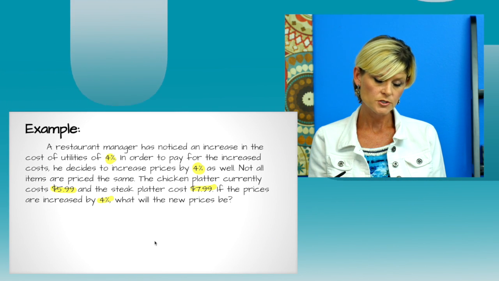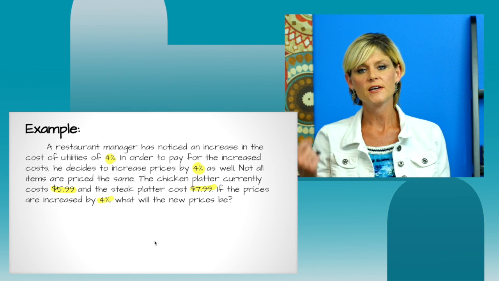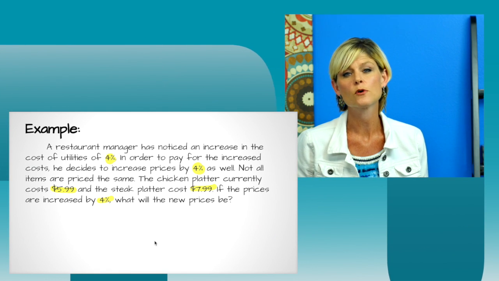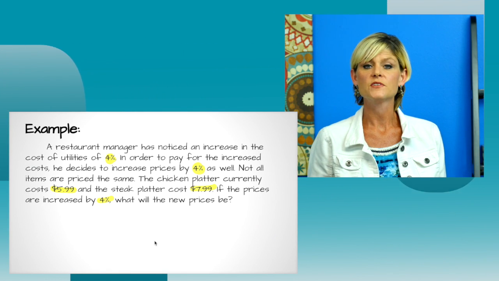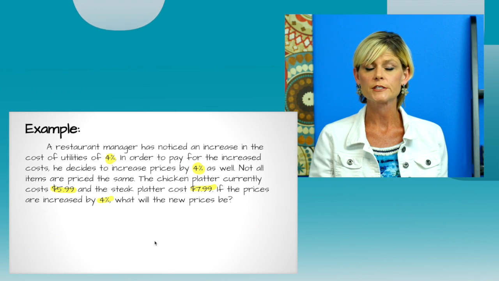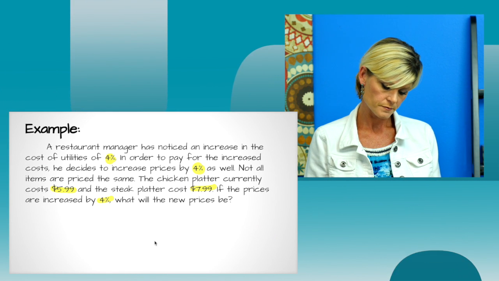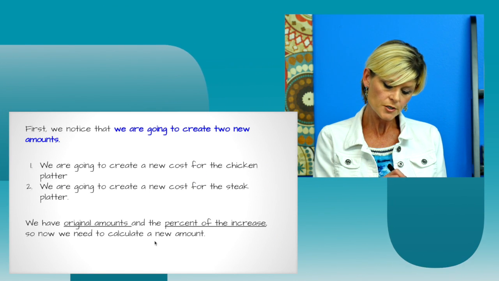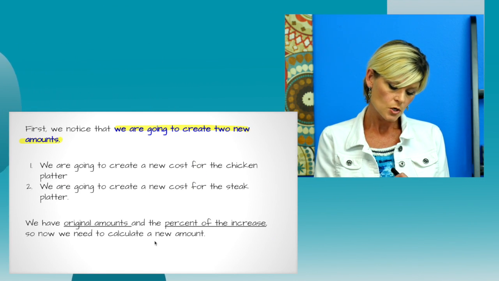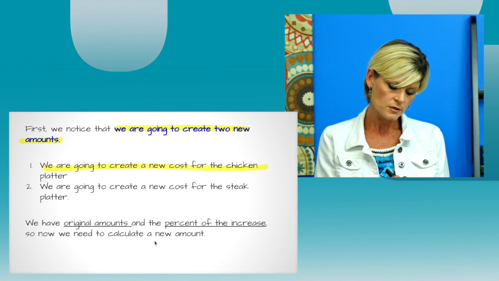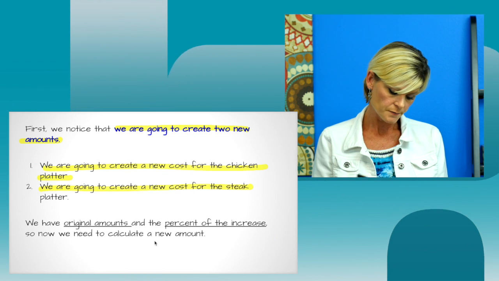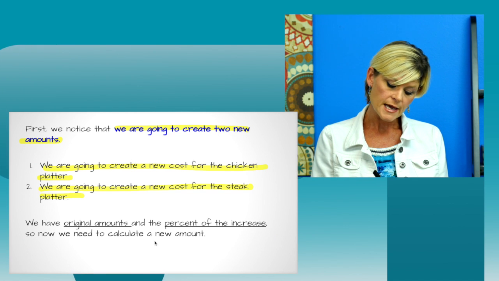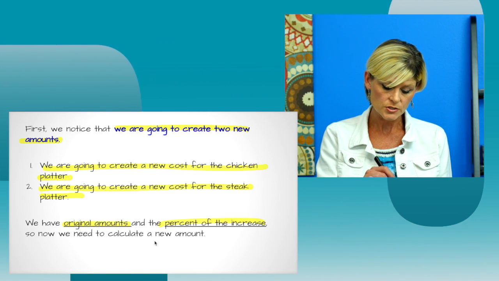So basically what the question's asking us is if the chicken costs $5.99 and we want to increase it by 4%, what will that be? And if the steak dinner is $7.99 and we're going to increase it by 4%, what will that be? So first we're going to notice what we know. We're going to create two new amounts. We're going to create a new cost for the chicken, and we're going to have a new cost for the steak platter.